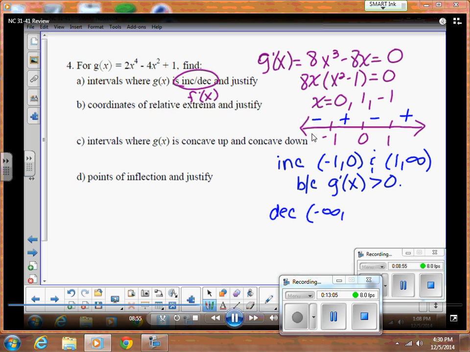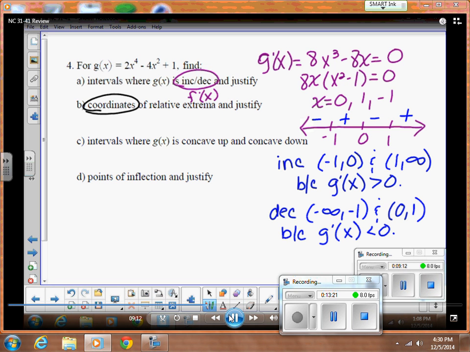Now it's decreasing where it's negative, which is from -infinity to -1 and from 0 to 1. Again, why am I saying that it's decreasing there? Because g prime of x is less than 0. Those little statements are your justification and are very, very important.